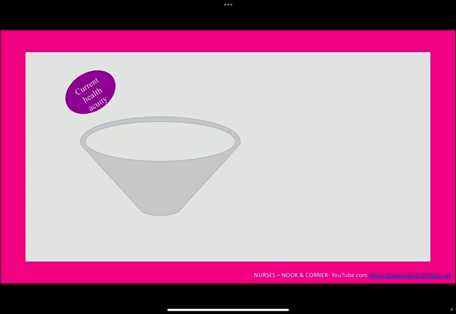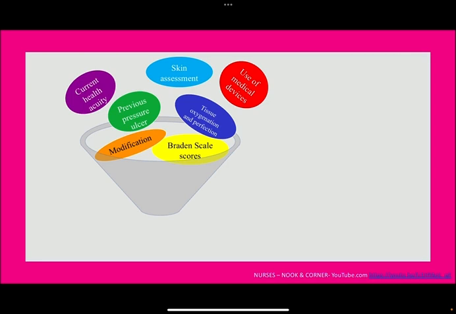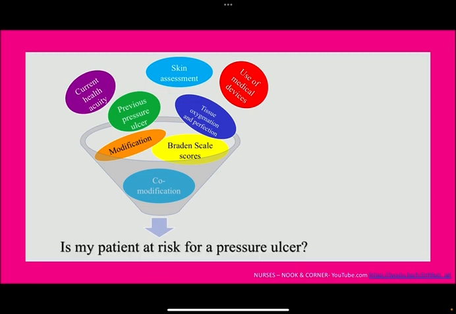Current health acuity, skin assessment, use of medical devices, previous pressure ulcer, tissue oxygenation and perfusion, comorbidities, and the Braden scale score: all of these co-morbidities may put the patient at risk of a pressure ulcer.